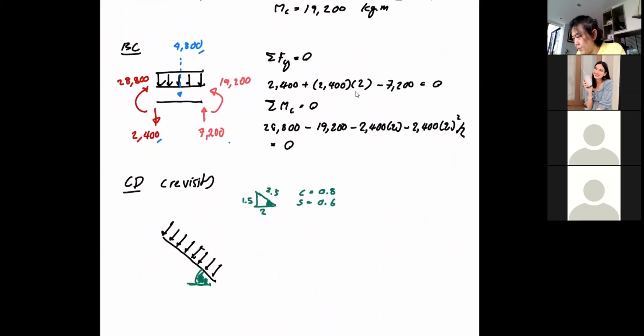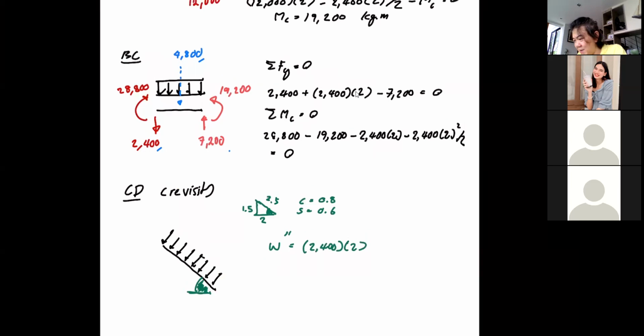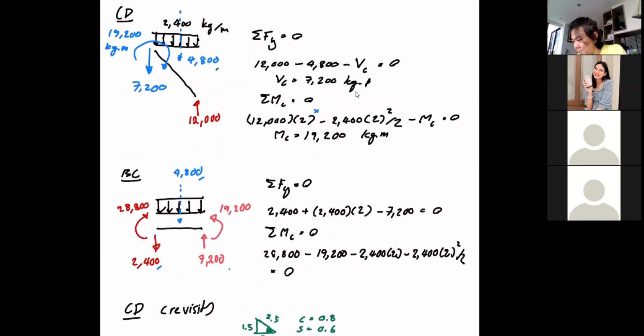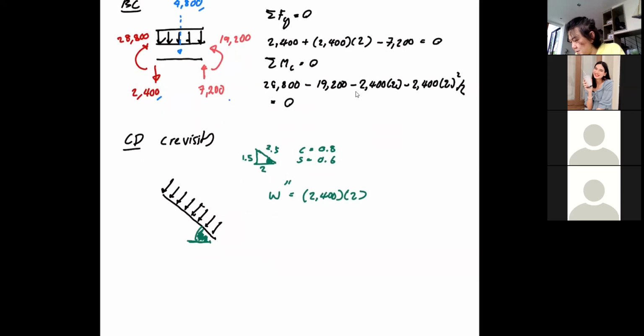So your uniform load here, if you are going to be very thorough and very precise, you should call this omega double prime, because it may be different from the omega prime that we calculated for member AB. So this is going to be the total load again, that is 2,400 multiplied by the length 2 meters. That's a total load in the vertical, right? That we had before from this picture, 4,800. Okay, it's a total load.